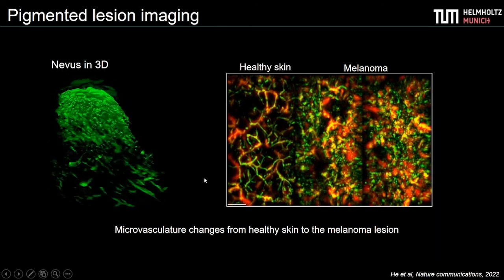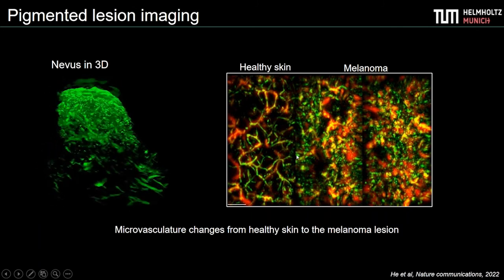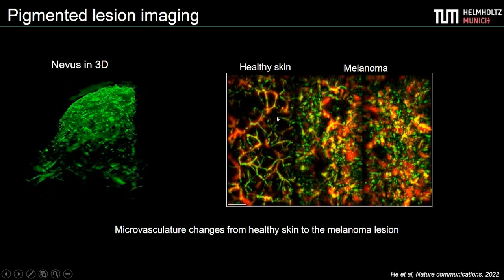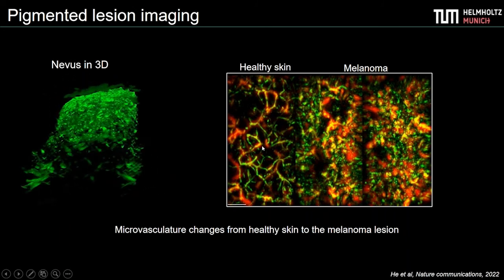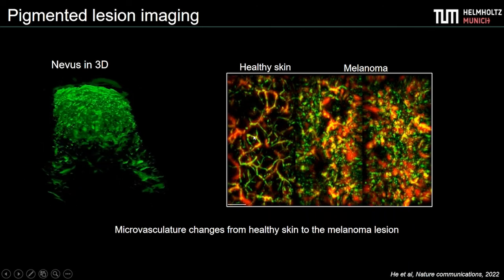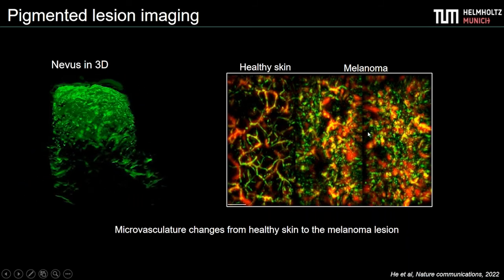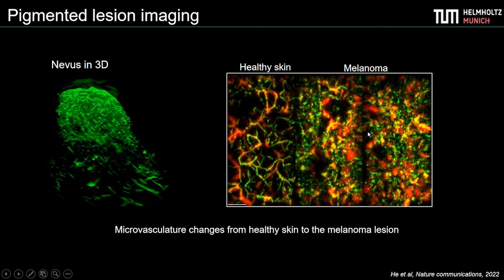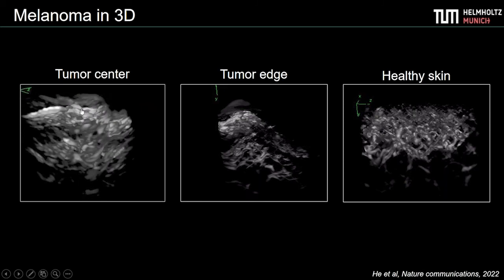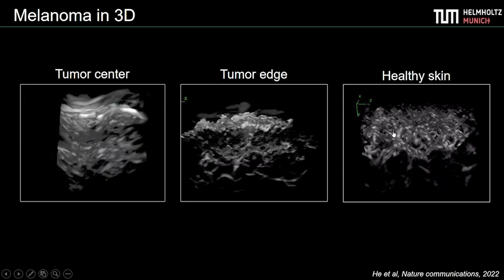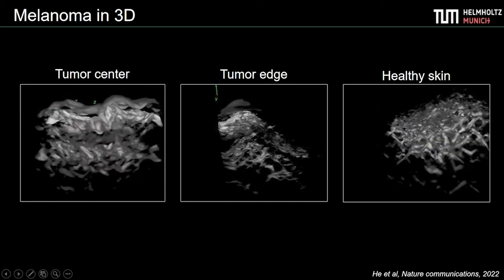And here is a 3D volume of a nevus from a healthy volunteer on the back. And here is the stitched image of the melanoma from the healthy skin to the melanoma. We can clearly see how the vasculature evolves from this regular network in the healthy skin to the lesion center, where it becomes irregular and dense. And here is the 3D volume of the 3 scans in the tumor center, tumor edge, and healthy skin. From the 3D volume, we also see a difference in the vasculature.